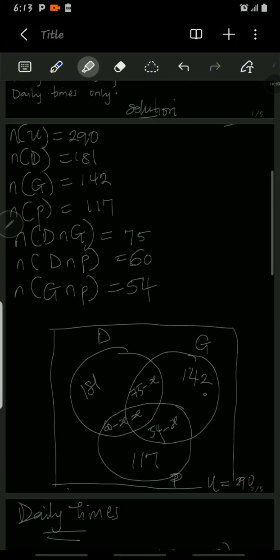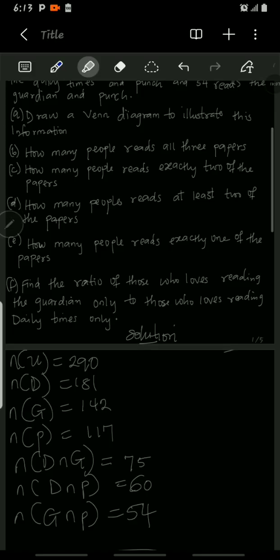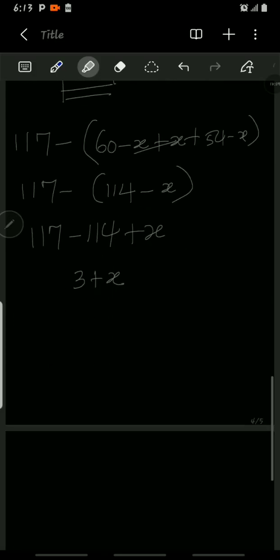This is my rough sketch. Now I have to start answering the question from number 1. I have to draw their set for them. So I'm going to draw it here. I'm going to start with A. So I'm going to have my rectangle.